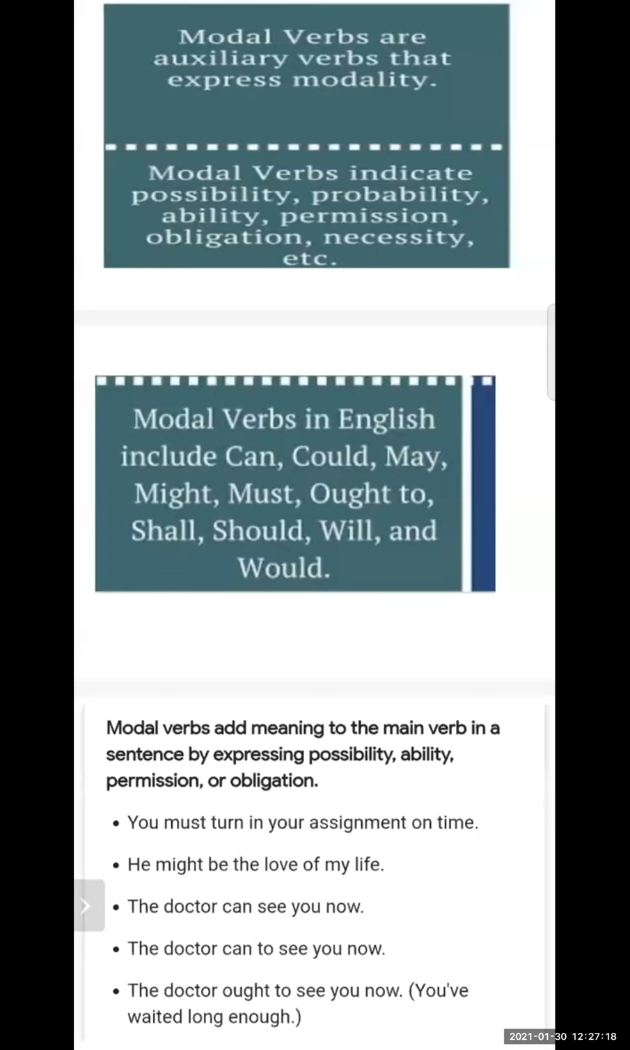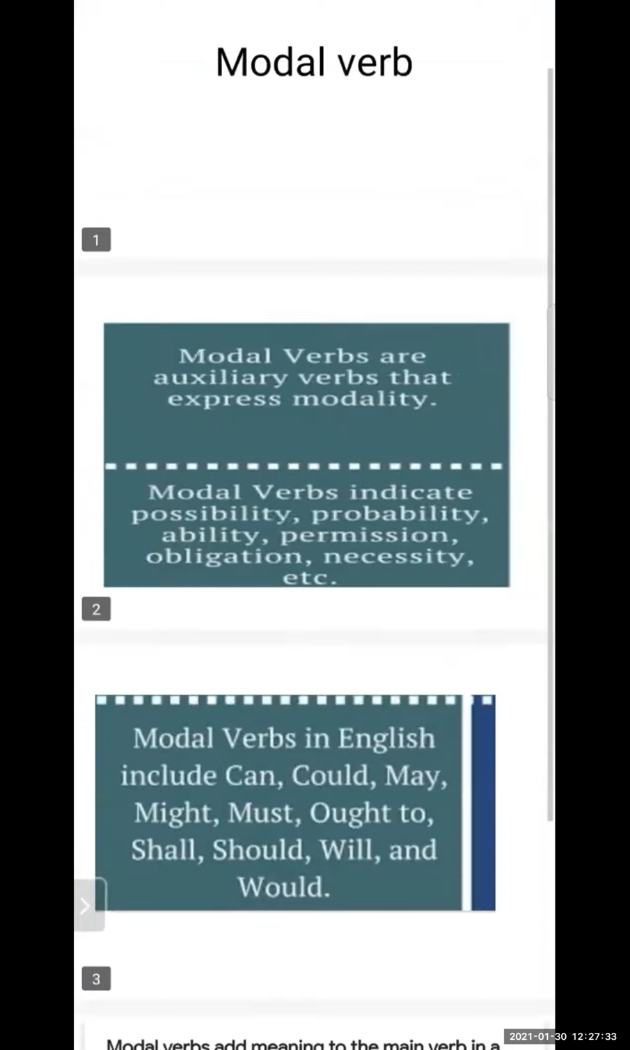Students, see here, the modal verbs include some examples: can, could, may, might, must, will, shall, should, would. These are the examples of the modal verbs.